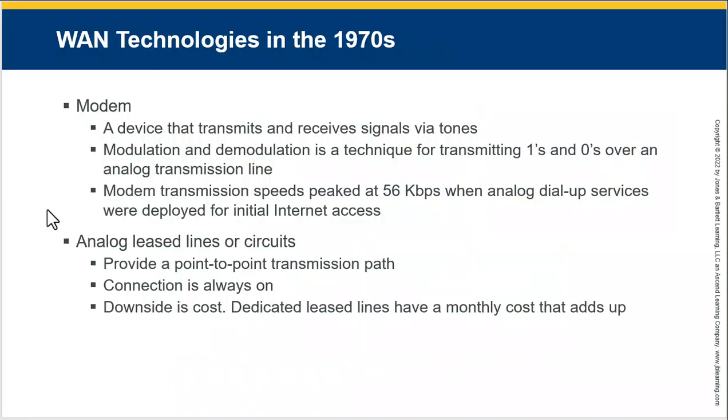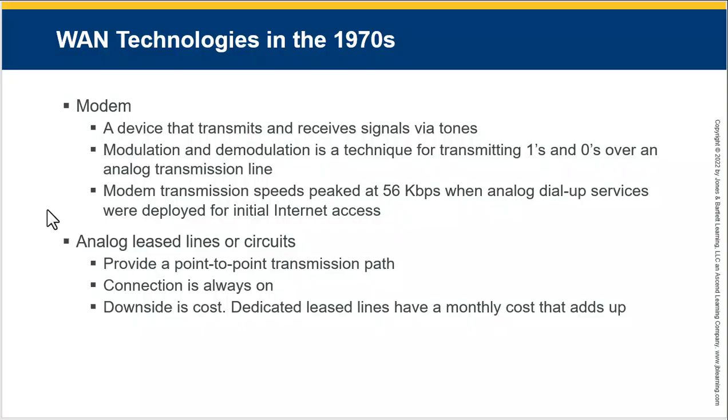All right, WAN technologies in the 70s and 80s and early 90s typically consisted of modems. Whether you were at an office or at your home, you needed a modem. Modem stands for modulator demodulator, and it acts as a transceiver that enables your computer to communicate over long distances using analog signals.